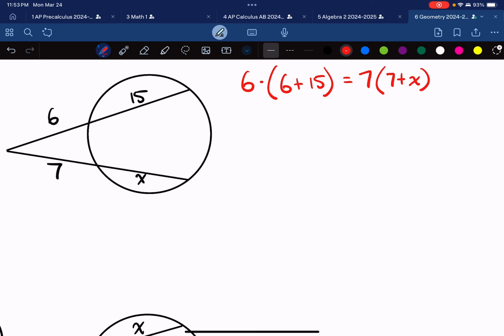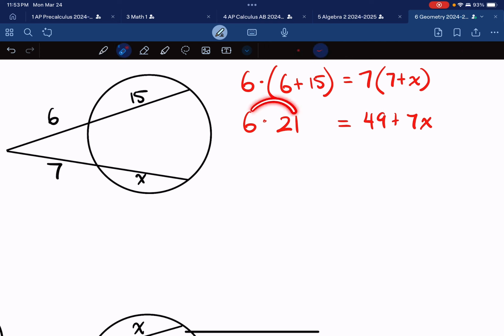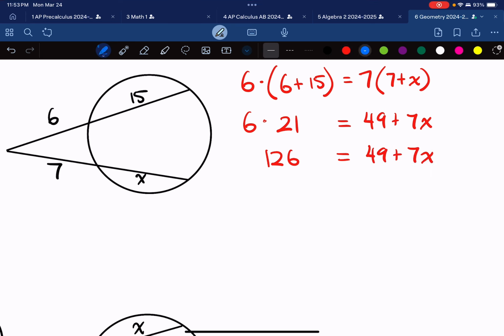So I'm going to go ahead and do 6 plus 15 first. So I'm going to say 6 times 21. That's going to be equal to, I'm going to distribute the 7, I'm going to get 49 plus 7x. 6 times 21, well, 6 times 2 is 12, so that's 126. All right, so 49 plus 7x. And then from here, I can subtract 49 on both sides. What is that going to give us? That's going to give us a 7x on the right-hand side.